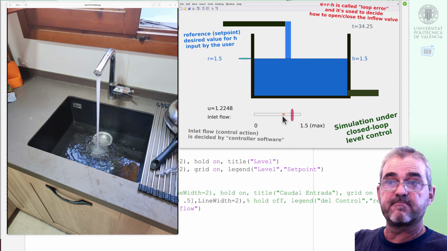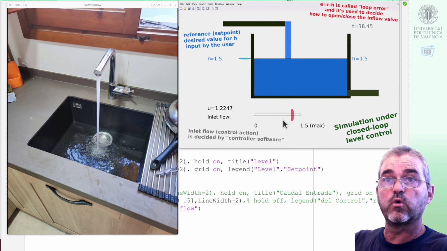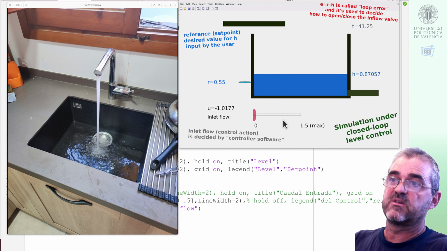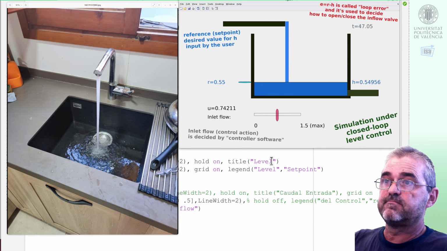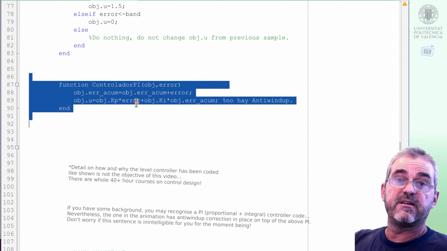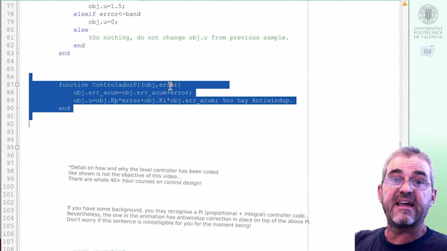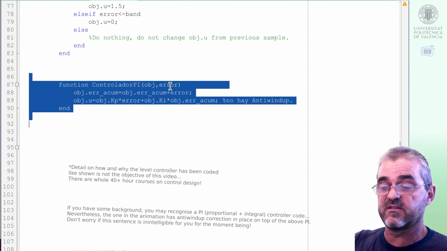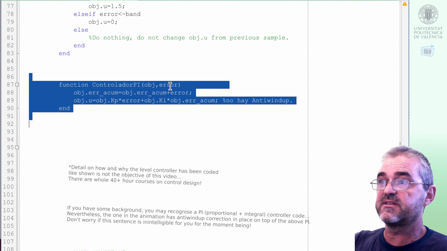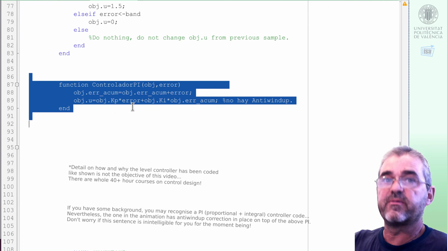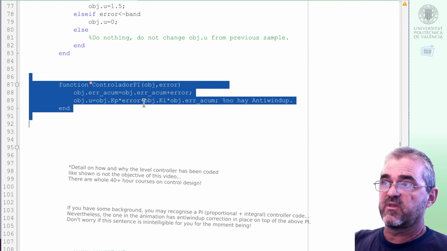So at the end, it's the level set point reference, the user input, and the one who decides the inlet flow is software called control software. So this is a simulation of a controller that, of course, in most cases is based on the error, the difference between the set point, the desired value for the level, and the actual measured level. It's a feedback controller in this case, and does some operations in it. So this kind of codes are called controllers.